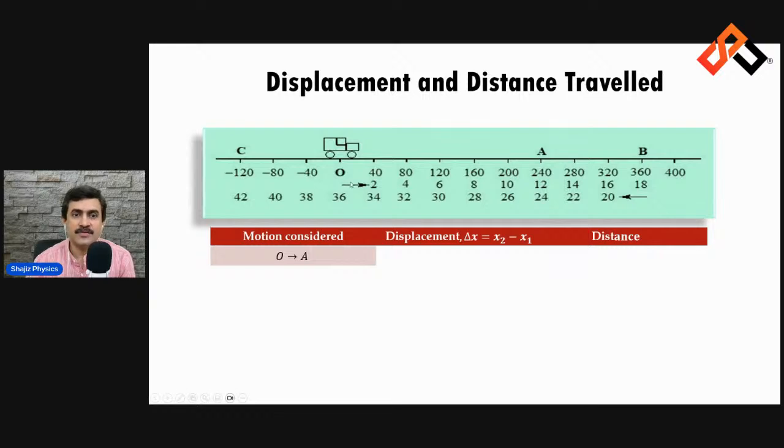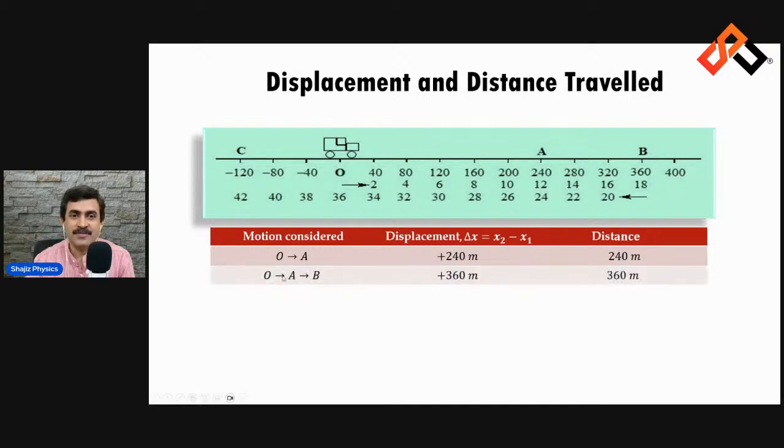We are considering motion from O to A. What about the displacement? Final position minus initial position. Final position is plus 240 meter and initial position is 0. So plus 240 minus 0, which gives plus 240 meter. But in the case of distance, we need not mention the direction. So simply you write 240 meter.